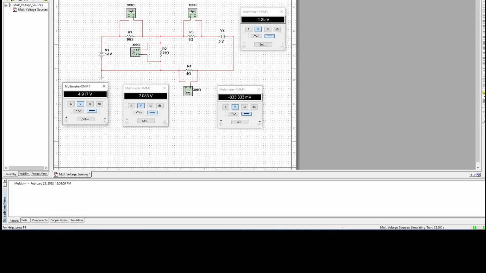Now V2, we had calculated at 7.085. Multisim here is measuring it at 7.083, and it is a positive number. There again, positive here, negative here.